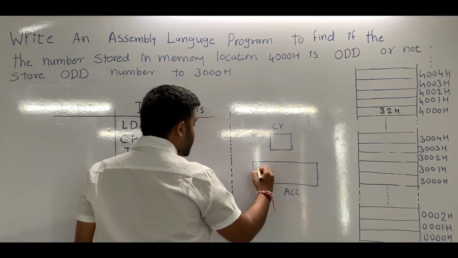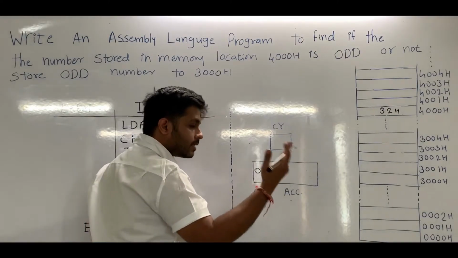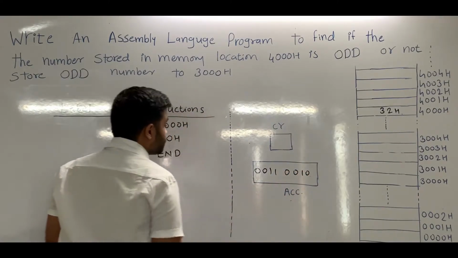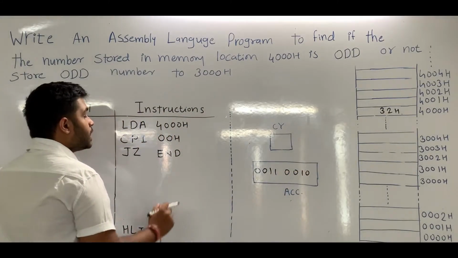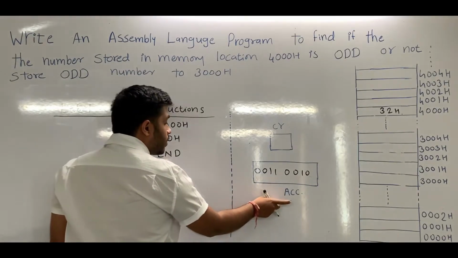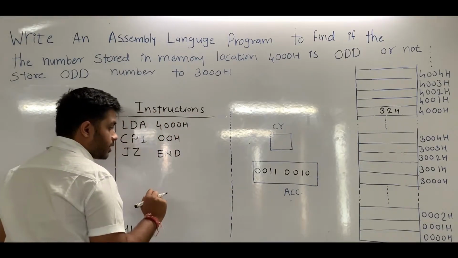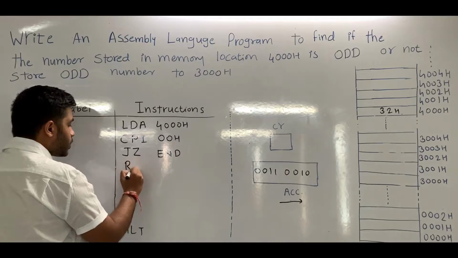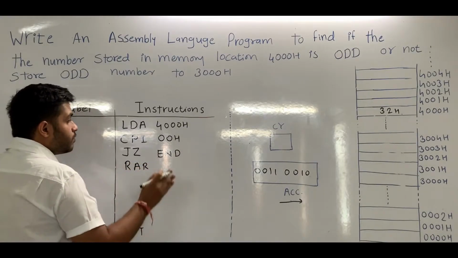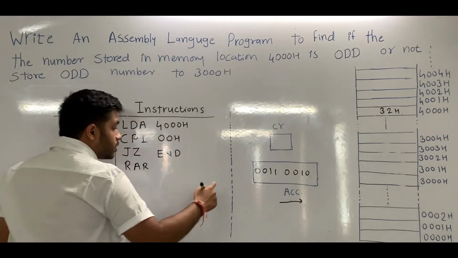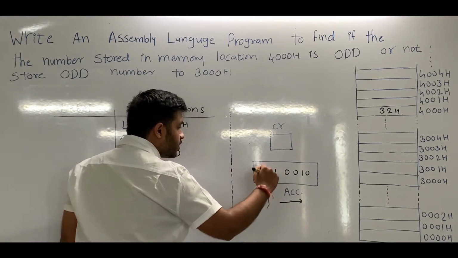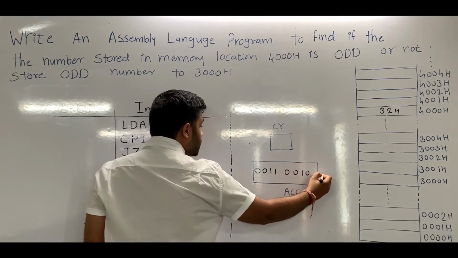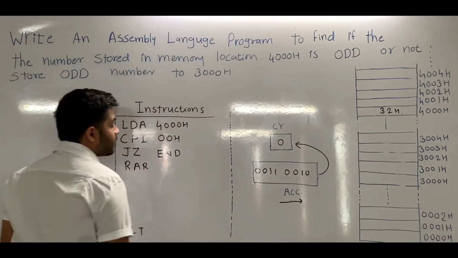So 32H, it means it is in hexadecimal. If you convert into binary, 00110010. So in the accumulator, you will get this number. After that, we will perform some operation on the accumulator. We will shift this number right side. So we will use the instruction rotate accumulator right, RAR. When we perform the rotate accumulator right, all the bits in the accumulator will be shifted one bit to the right side. It means the LSB will be stored to the carry flag.